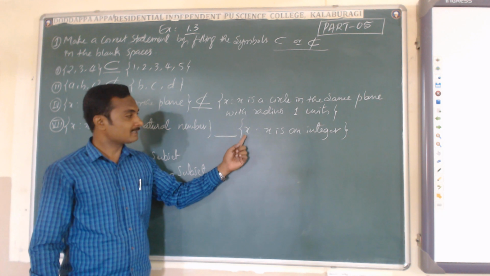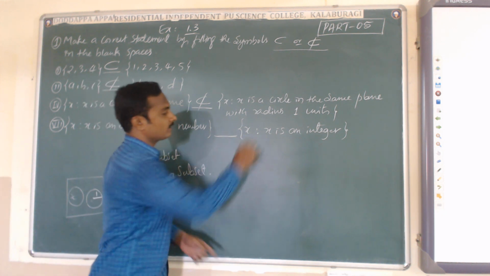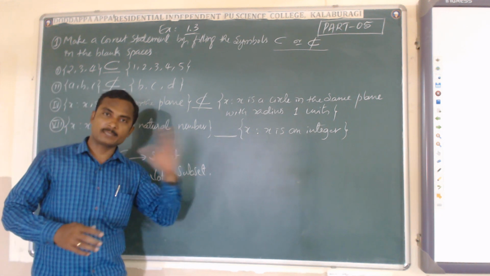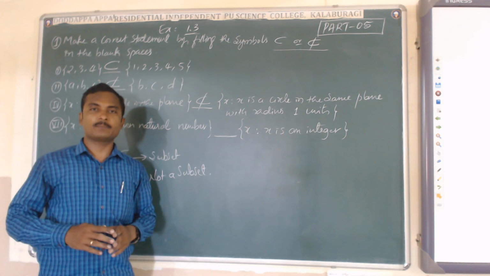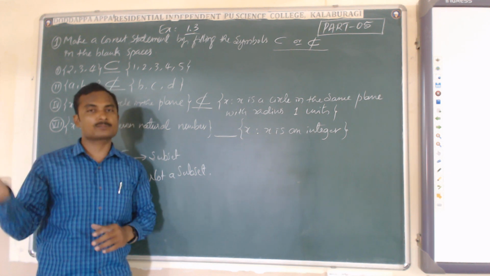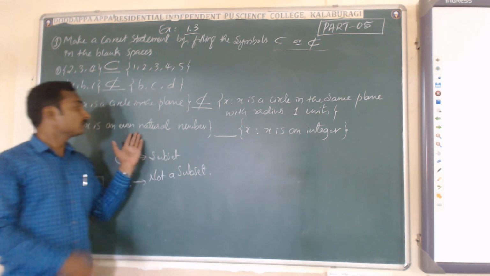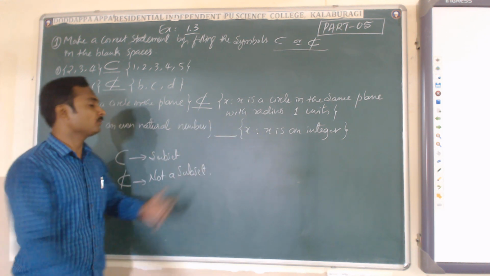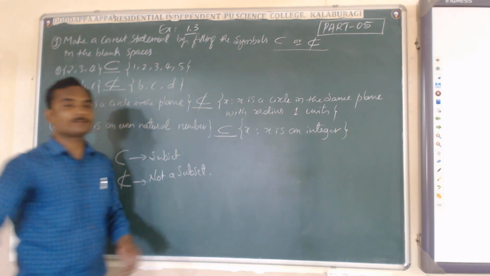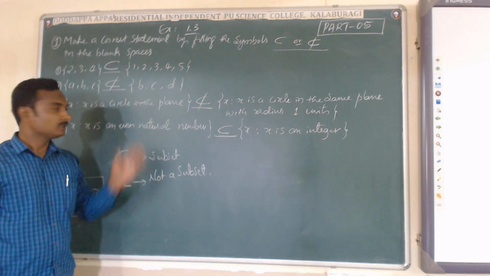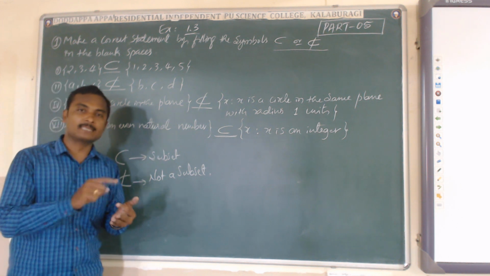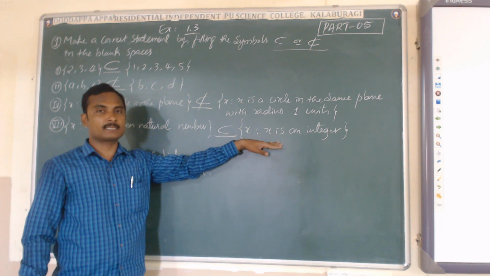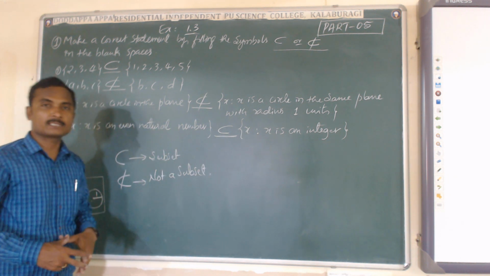Now one more set is given: the set of all x such that x is an integer. What are integers? There are some negative integers, and there are some positive integers. It means these even natural numbers lie on the positive side of the integers. Therefore, definitely this is a subset of the second set. Definitely the even natural numbers like 2, 4, 6, 8, 10 are present in the integer set. Therefore, definitely the symbol here is subset.